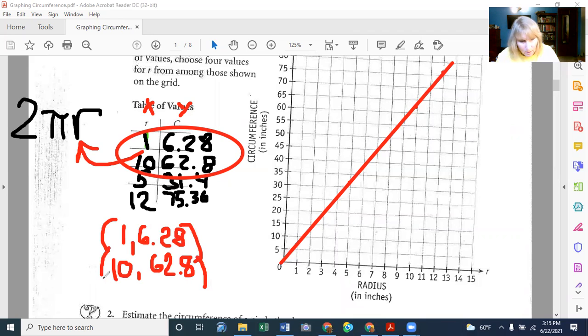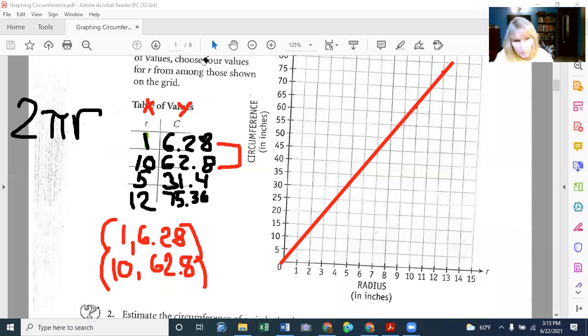Brackets around it. So I need to find the change in Y, or the change in C, over the change in R. Let's get rid of the circle now. I need to find the change from 6.28 to 62.8. And then I need to find the change from 1 to 10. So it's just a subtraction. The top numbers are going to be the C's, or the Y's. The bottom numbers are going to be the X's.